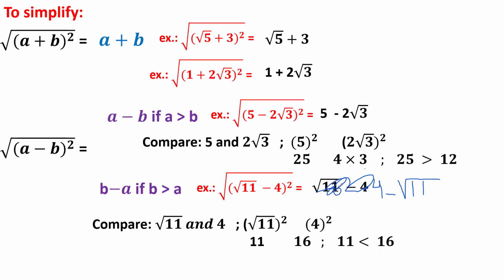Let me do it again with you. Of course, this is a typing mistake. So I'm comparing radical 11 and 4. If I compare them by squaring both, this is 11 and this is 16. So radical 11 is less than 4. Since the first is less than the second, then it comes out as b minus a. So I switch them. It comes out as 4 minus radical 11.